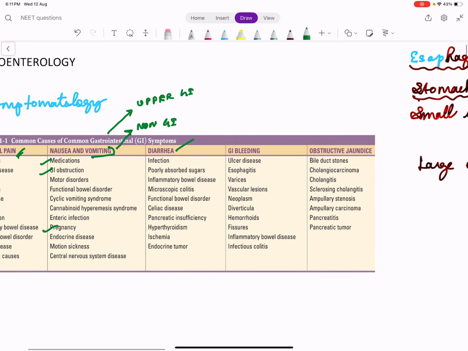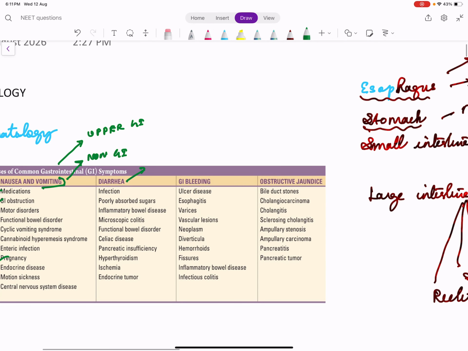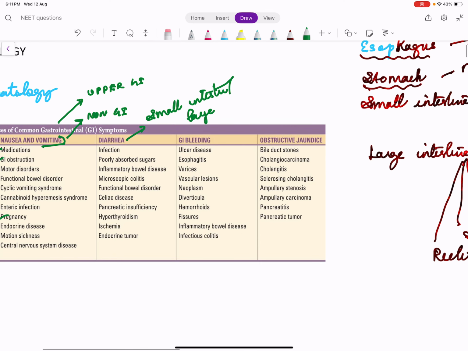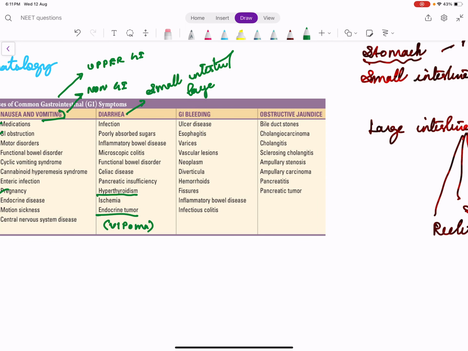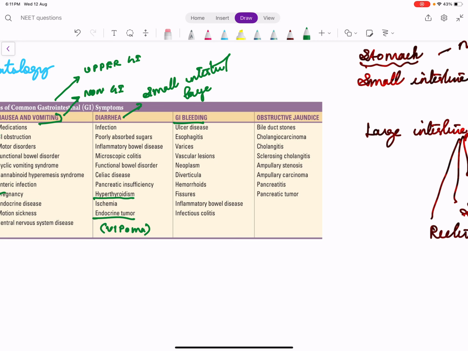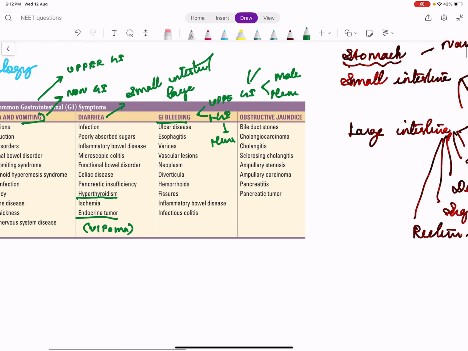And diarrhea, we discussed, is a problem with the small intestine and large intestine. Of course, there are other causes of diarrhea also, like hyperthyroidism. Some endocrine tumors like VIPomas can cause diarrhea, but we are discussing only the gastric causes. And GI bleeding, we discussed, we have upper GI bleeding and lower GI bleeding. Upper GI bleeding presents with melena or hematemesis. Lower GI bleeding presents with hematochezia. Upper GI bleeding can be variceal and non-variceal. So that is what is summarized here.